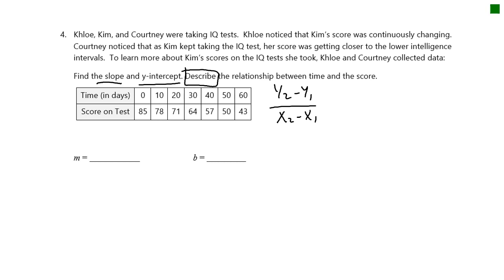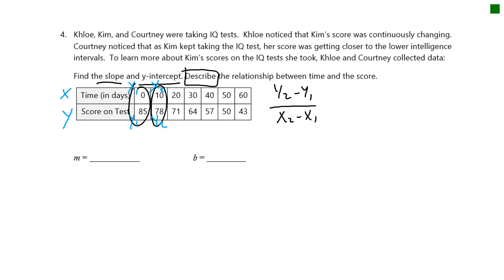Again, you pick the very first two points. I'm going to pick this one. You should already know that the first thing on the table, so time, is always going to be x. The score is going to be y. So all the numbers on top are x. All the numbers on the bottom are y. So if this is x, which one comes first? This one comes first, this one comes second. Same thing with the y. They're both y. This one comes first, this one comes second.